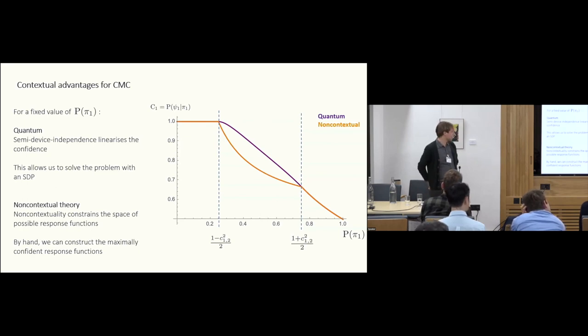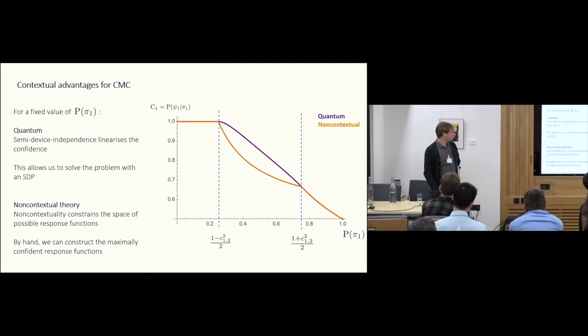So in general, for doing this in the quantum case, calculating the maximum confidence is not straightforward to do in an SDP because the Bayesian confidence here is a nonlinear function, but the SDI scenario linearizes the confidence, and therefore we are able to construct an SDP to do this. And then for the non-contextual theory, we have these constraints on the measurement space provided by the definition. So we can do this by hand. And so what you see here is a sort of piecewise behavior of the function.